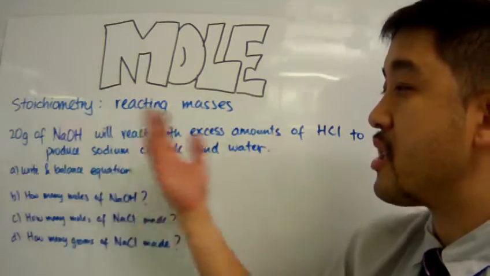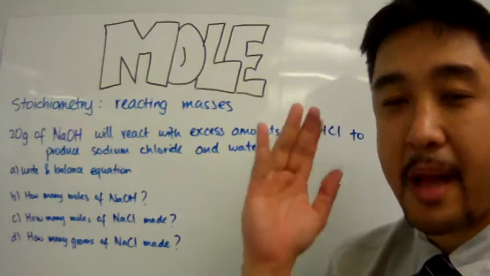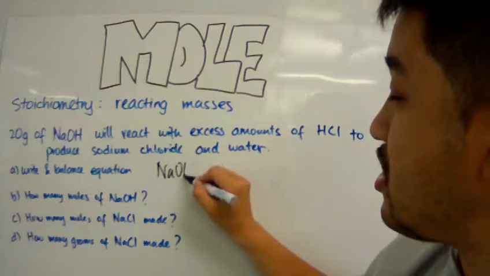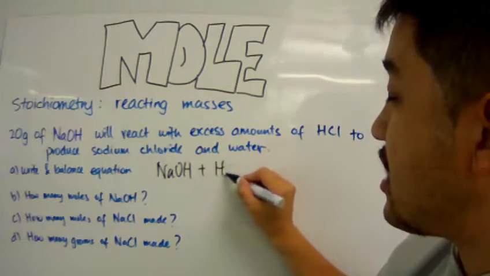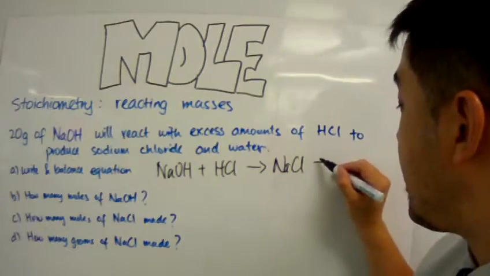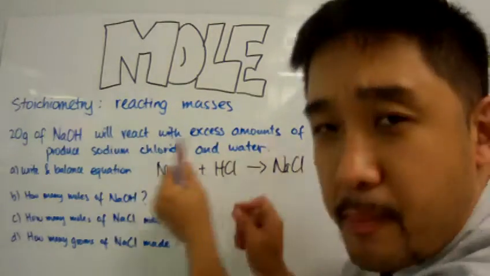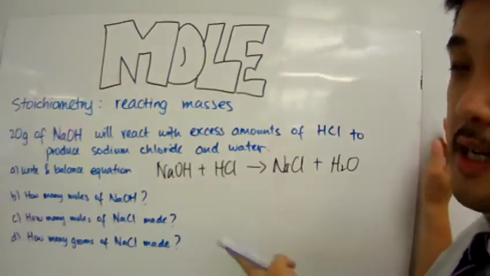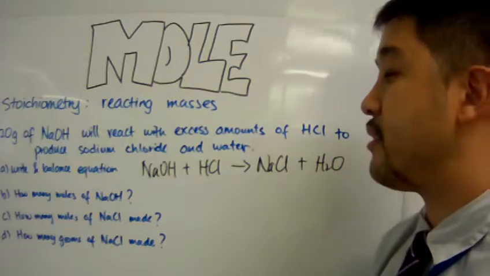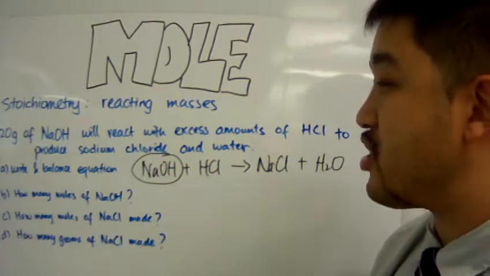When you're given a word problem, the first thing you have to figure out is the balanced equation. So I have NaOH reacting with HCl, giving me NaCl and H2O, and I need to balance this. Turns out this is already balanced. The next step is that you're given information on sodium hydroxide.